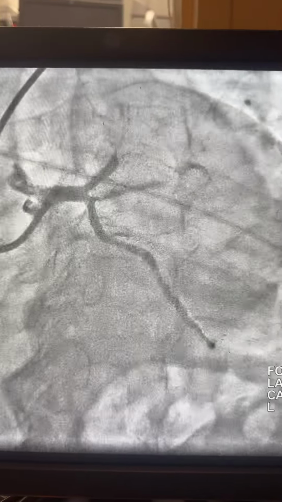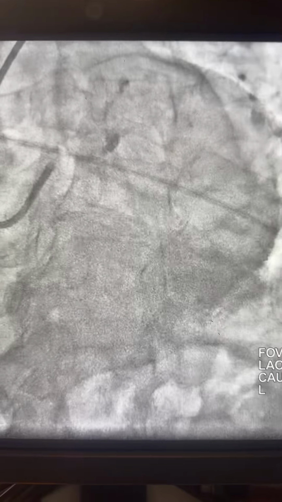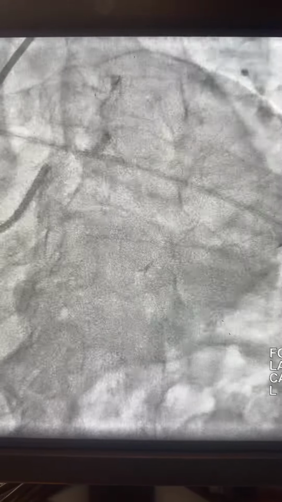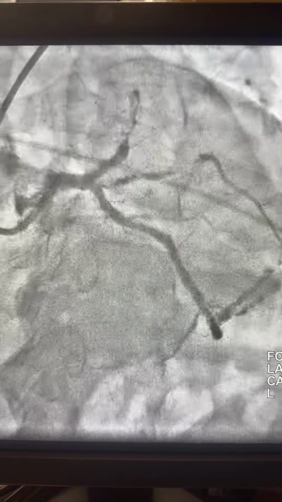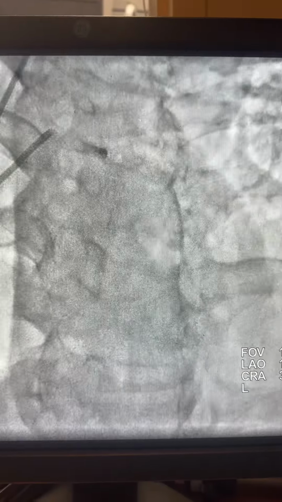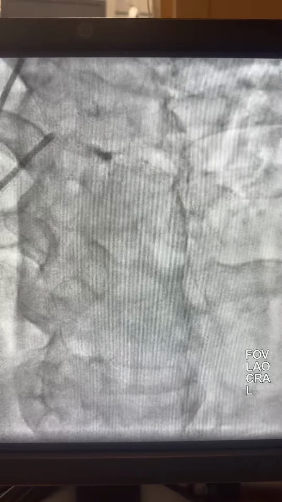He was referred for bypass surgery, but turned down and sent to the unit on IV heparin and brought back to me for intervention. Here is the cranial view, RAO cranial.